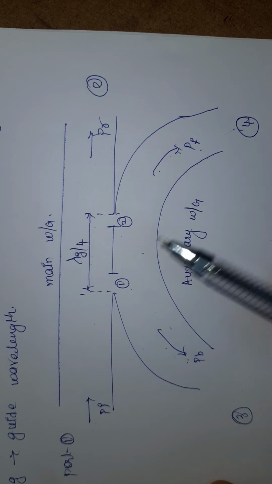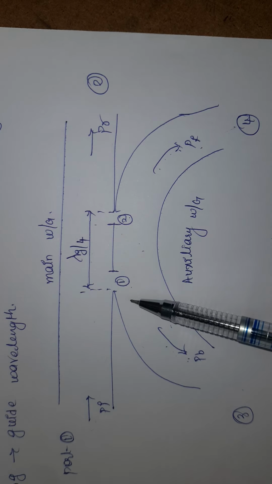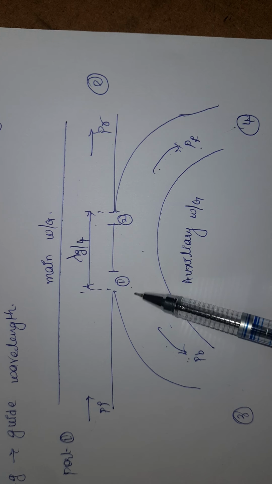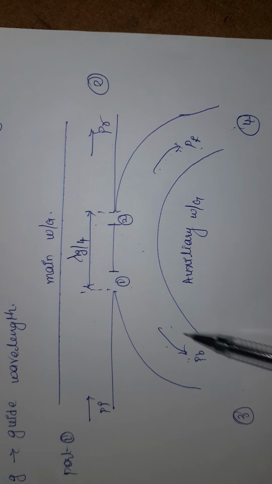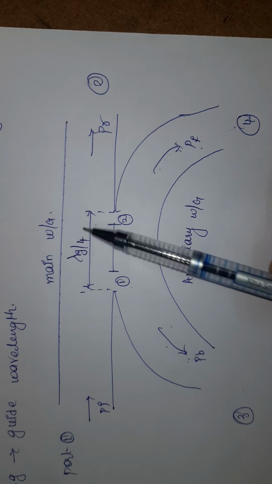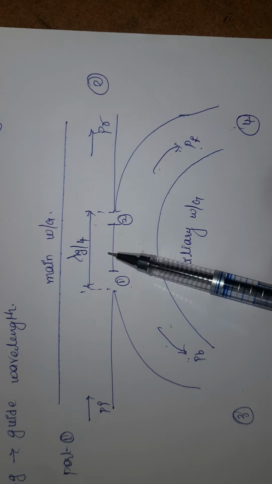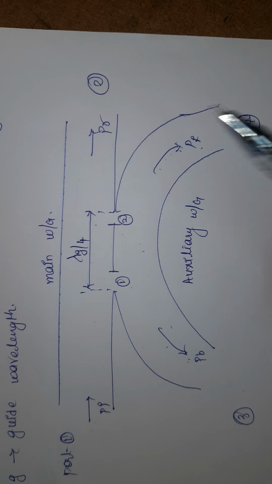The two leakage powers are out of phase by 180 degrees at this position, and therefore they cancel each other, making the back power equal to 0. And the magnitude of power coming out from port 2 depends upon the size of the auxiliary waveguide and this main waveguide. So this is about the two-hole directional coupler.